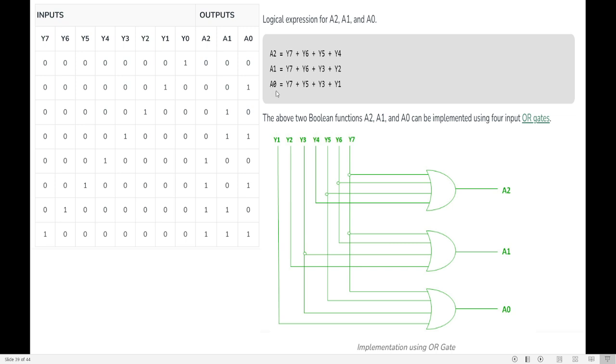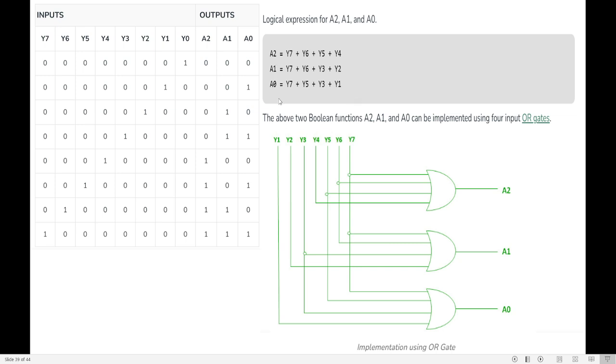Similarly, do it for A0. A0 has ones in 1, 2, 3, 4 positions. The first position is Y1, the second position is Y3, the third position is Y5, and the last position is Y7. So 1, 3, 5 and 7.